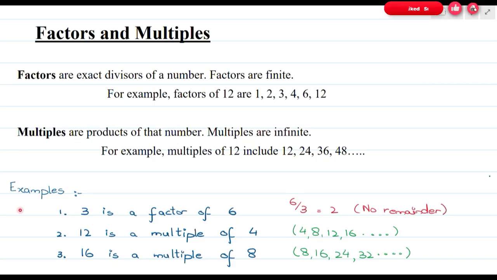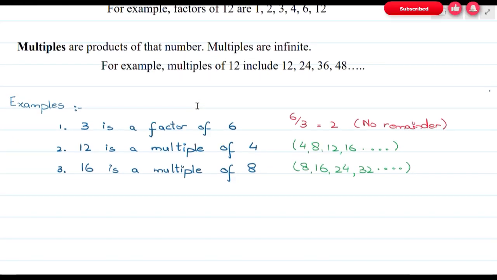Let me do some examples. Number one, 3 is a factor of 6. How do we check that 3 is a factor of 6? The factors of 6 are those numbers which exactly divide 6, the exact divisors of that number. Does 3 exactly divide 6? 6 divided by 3, 3 times 2 is 6, there is no remainder, right? Yes, we can say 3 is a factor of 6. All right, so we are done with the first one.